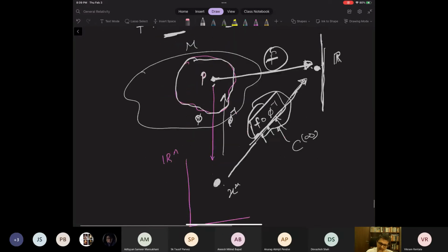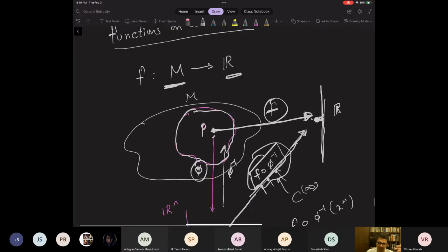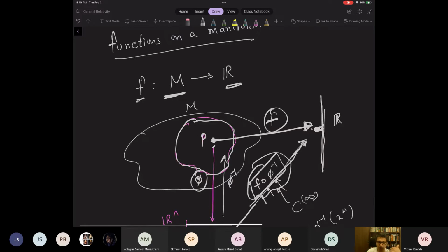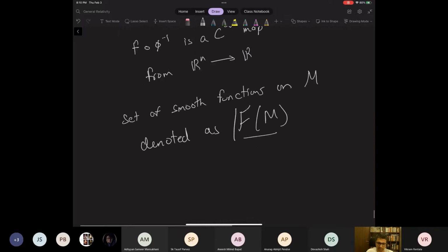So you can think of this as I return a real number, so this is some f of x mu. This is an abuse of notation. Strictly speaking, it's f circle phi inverse of x mu. In shorthand, if we know which coordinate patch we're talking about, then we'll just write it as f of x mu. So this gives us a notion of smoothness. Now if you take all smooth functions on the manifold, that set of smooth functions is denoted as curly F of M.